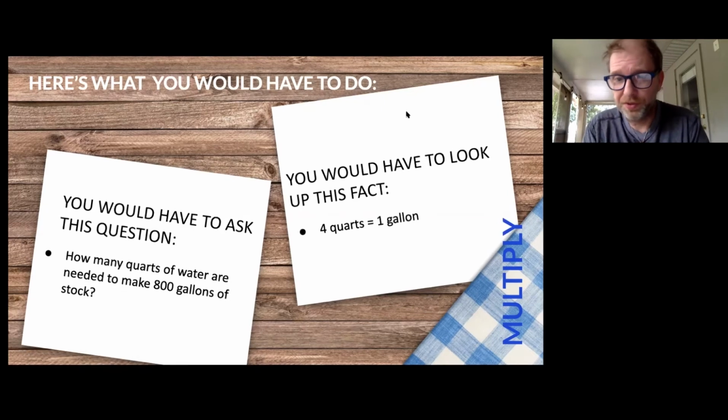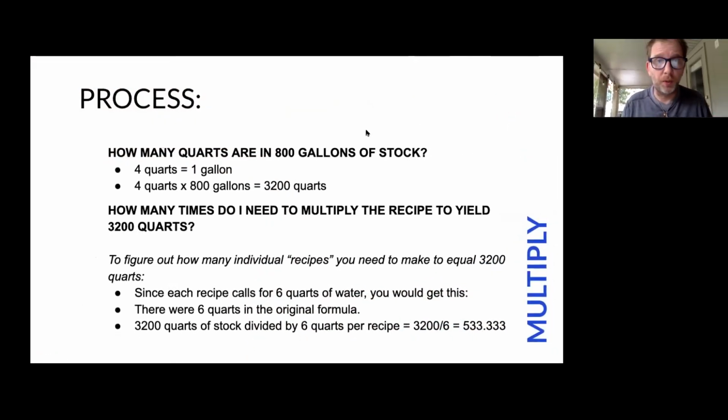We know that 4 quarts equals a gallon. That's a fairly straightforward process, right? How many quarts are in 800 gallons of stock? 4 quarts is equal to 1 gallon. 4 quarts times 800 gallons equals 3,200 quarts. Now comes the interesting part. How many times are you going to have to multiply that recipe to give you 3,200 quarts?